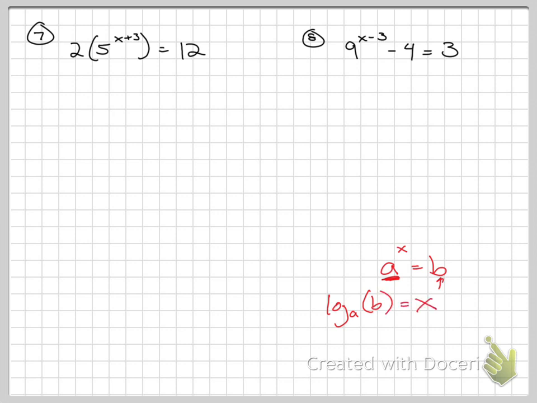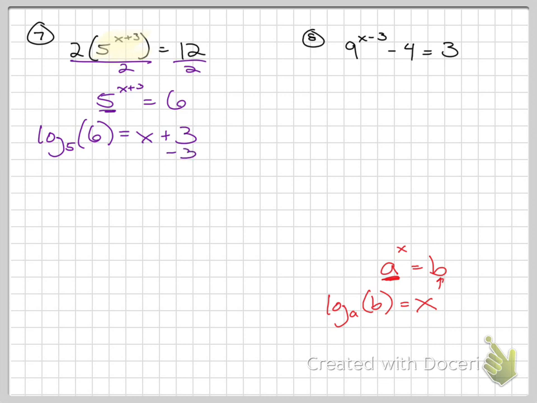So first thing we need to do is get it to a to the x alone. So this 5 to the x plus 3, we need to get that alone. And we can't change the 5. You cannot distribute the 2. Instead, you want to divide by 2. Get the 5 to the x plus 3 alone. Now see if you can change it to log form. The base is 5, so log base 5, subscript of 5, of 6, and it'll equal the entire exponent. So in this case, it equals x plus 3.